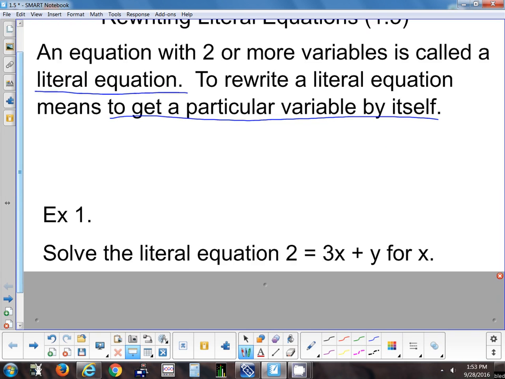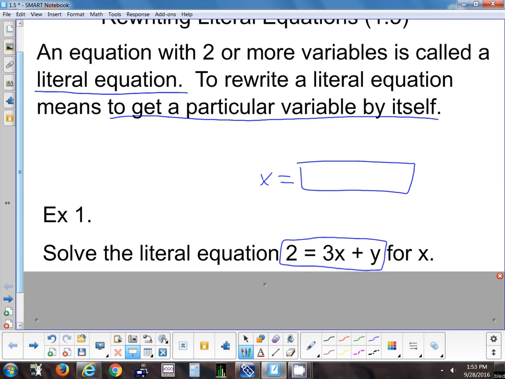And if you look at it, how many different letters are in that equation? Shannon? Two. Okay, now if we look at that equation, it says 2 equals 3x plus y. And it's asking me to get x by itself. Is x by itself on one side of the equal sign right now? No. Okay, my goal when I'm done is to have something like this. X equals, and all the other stuff on the other side.